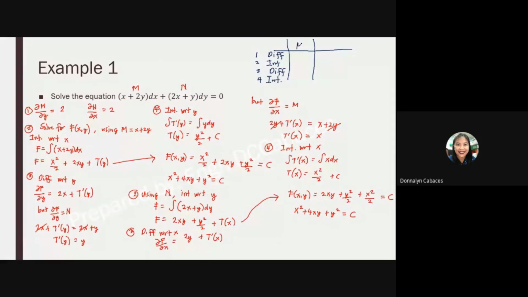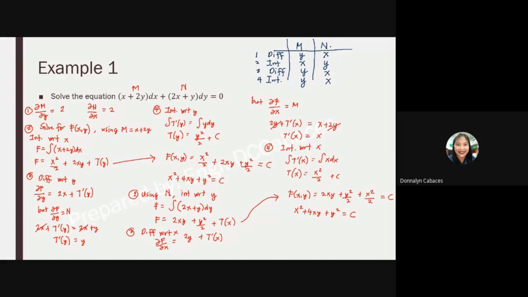If we use m, let us look at this. If it is m, the first thing is we differentiate with respect to y. Then we integrate with respect to x. We differentiate with respect to y again, and then integrate with respect to x. So if you are to use n, it should just be the other variable, the opposite one. So you have differentiating with respect to x, integrating with respect to y, and then differentiating with respect to x and integrating with respect to y.